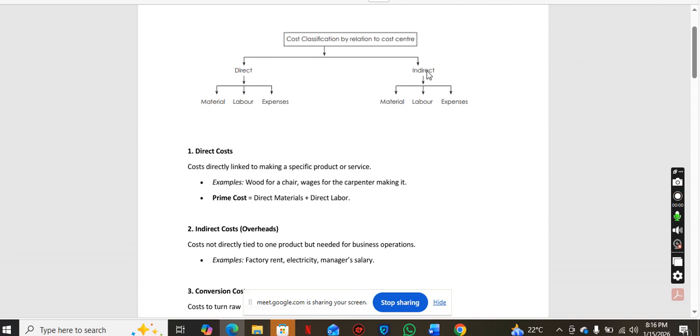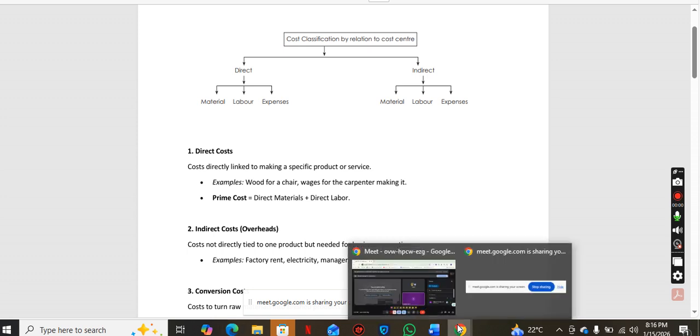Then we've now got indirect costs. These are costs that are not easily traceable to a finished product, but they are needed for business operations. So for example, at that chair factory, the rent is an indirect cost. The building is needed for the operations to produce the chairs, but you cannot easily trace the rent in the chairs. The water bill, the accountants' salaries, those are indirect costs.